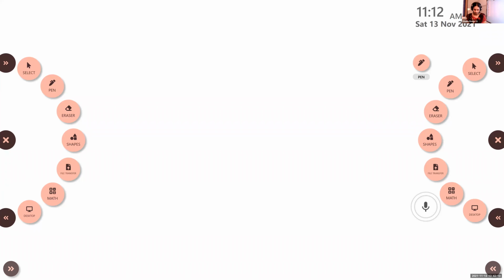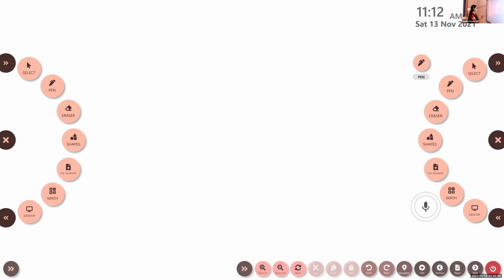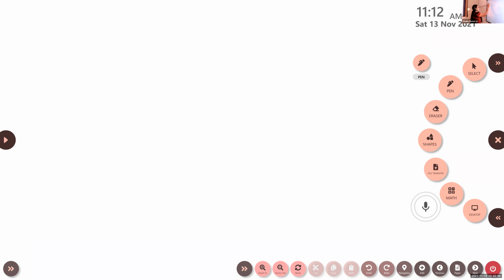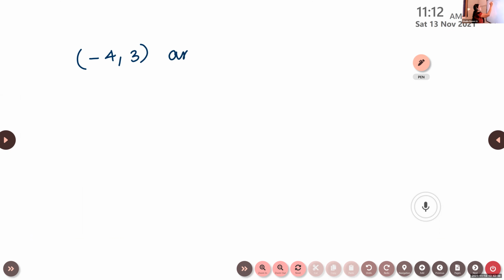Write the question, first one. Find the equation of the line passing through the point minus 4, 3 and slope minus 2 by 3. Slope is negative 2 by 3.